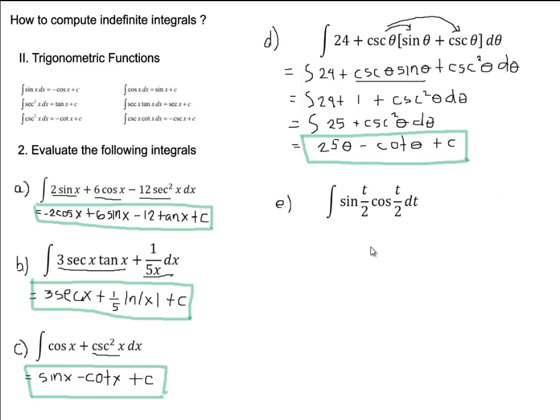Next is we need to find the integral of sine of t over 2 cosine of t over 2 dt. From the double angle formula, sine 2t is equivalent to 2 sine t cosine t, from the double angle formula.